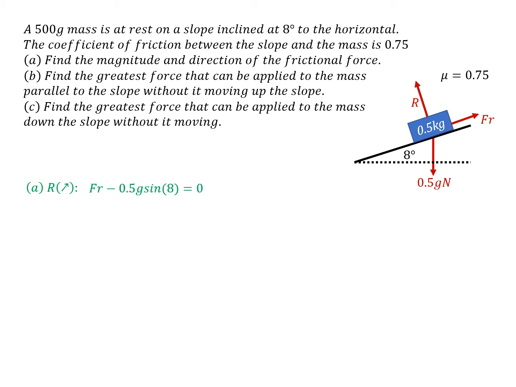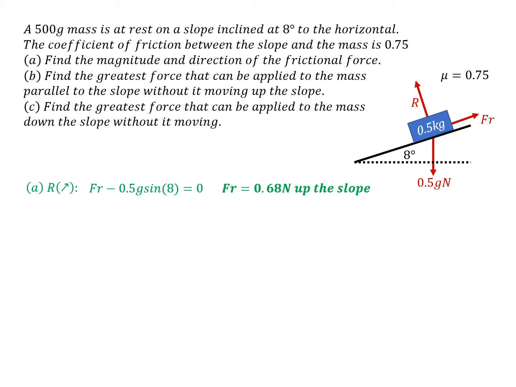So Fr minus 0.5 g sine 8 is 0, because resultant force equals mass times acceleration, and the acceleration is 0. So the friction is 0.68 newtons up the slope. Not very much at all, but it's a very shallow slope.